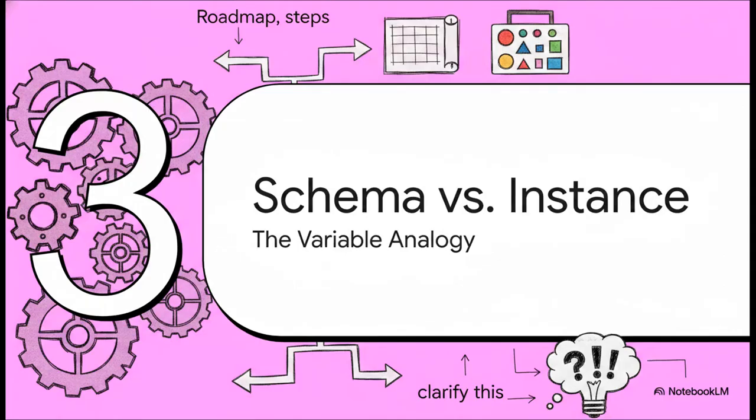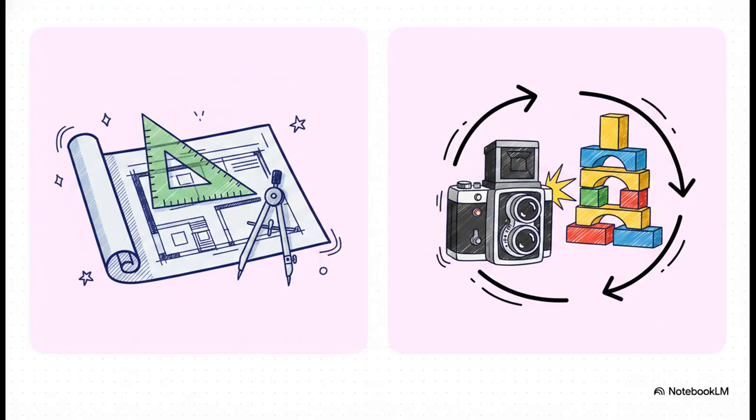Next up, Section 3, Schema versus Instance, the variable analogy. Let's tackle two terms that constantly trip up beginners. A database schema is the description or the layout of the database. You'll usually see it described using SQL create statements, and importantly, it's not expected to change very often. It's kind of like the permanent blueprint of a house.